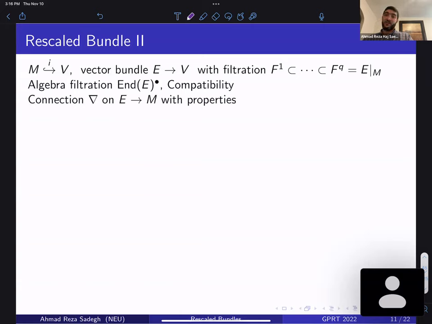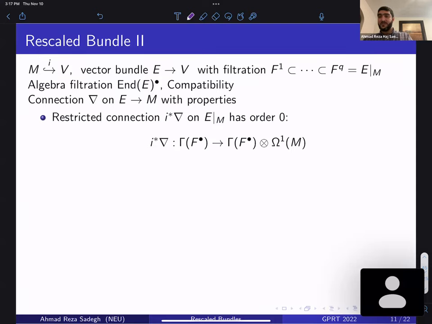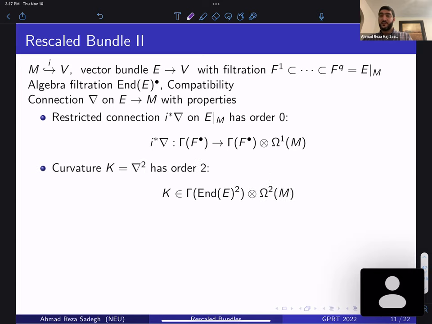You also are going to need a connection on this vector bundle with certain properties. You need this connection to behave well with respect to the two filtrations that I just introduced: one filtration over that restricted bundle, and one filtration over that endomorphism bundle. And those are very simple assumptions. First, if you look at the restricted connection, it has order zero. Basically it doesn't change the filtration upon restriction after applying the connection.